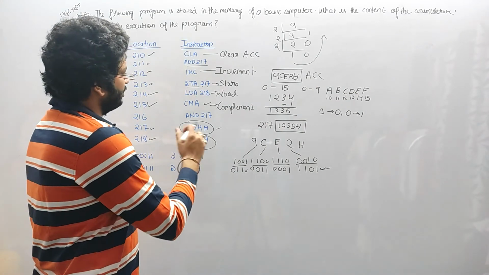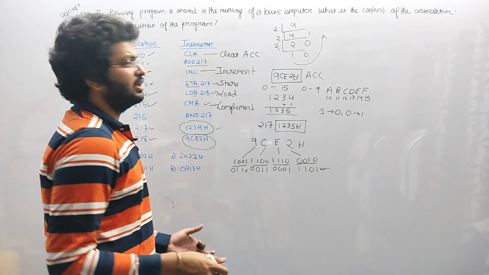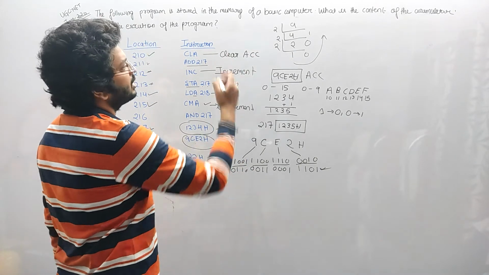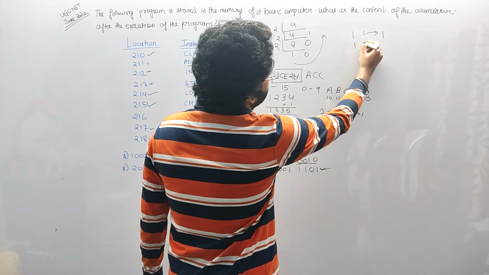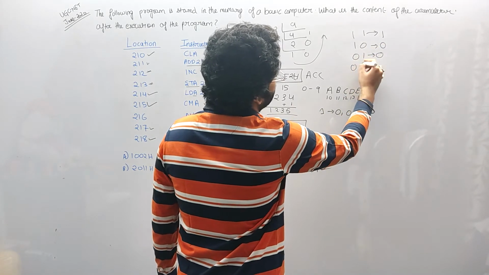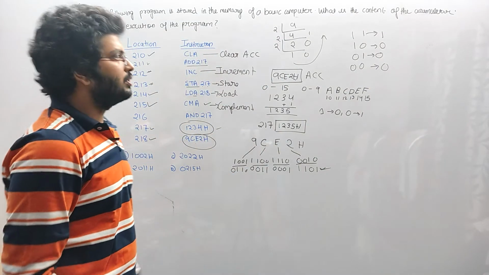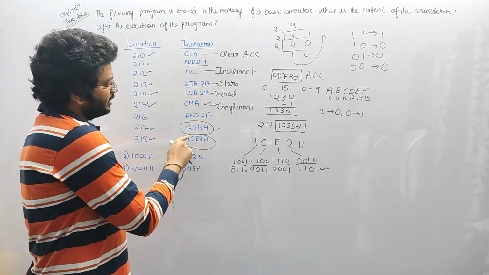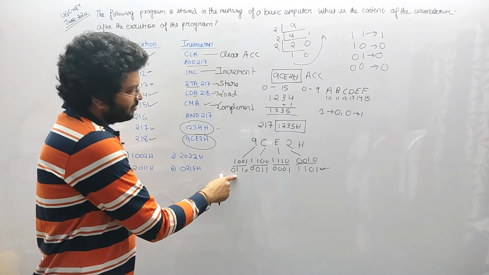Now let's see. It has asked for the ANDing operation. We basically know the truth table of AND, that is, if I have 1 1 it will be 1, 1 0 will be 0, 0 1 will be 0, and 0 0 will be 0. This is basically the truth table for AND. So it is saying AND 217, which means with this value I have to AND.